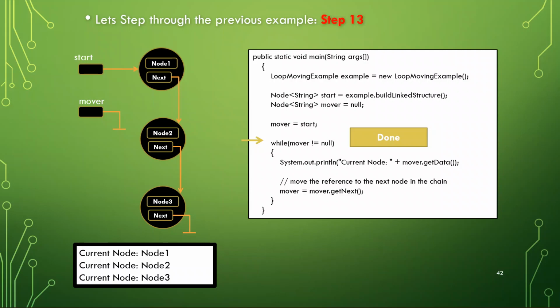So maybe we want to go to the end of the list, but not completely leave the list, just go to the last node and then stop. Well, we can always look at the current moving reference and check, if mover.getNext is null, then we know the next step is the end of the list, so we can stop when we have a reference right at the end of the list itself.